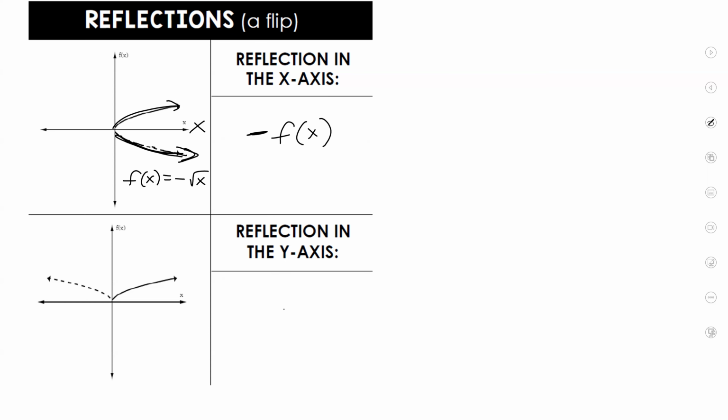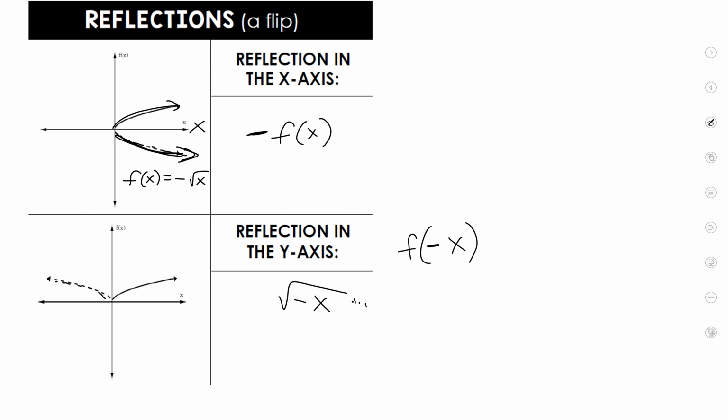Now, if your negative is inside, like this, it will reflect across the y-axis. So the formula for this would be f of negative x. If your negative is on the inside, like this equation, it's a reflection in the y-axis. Okay?